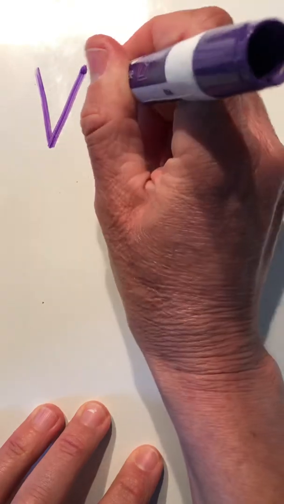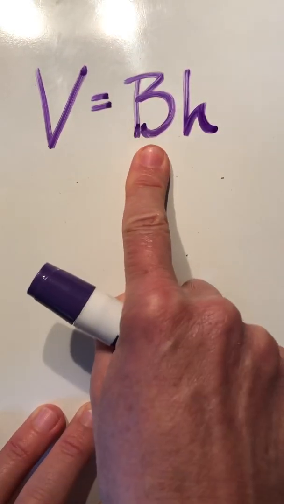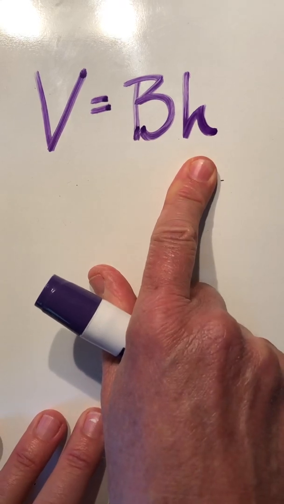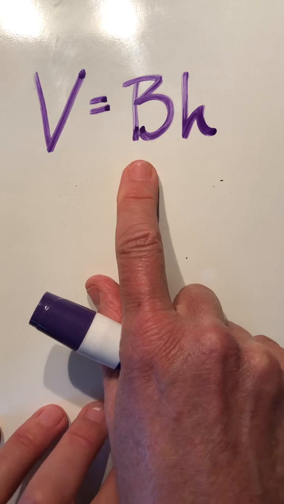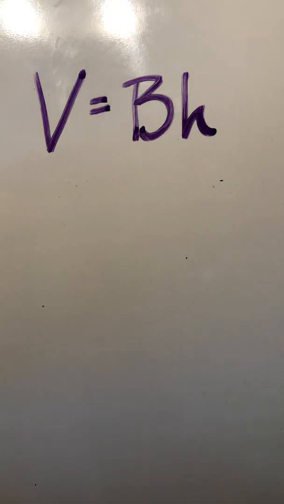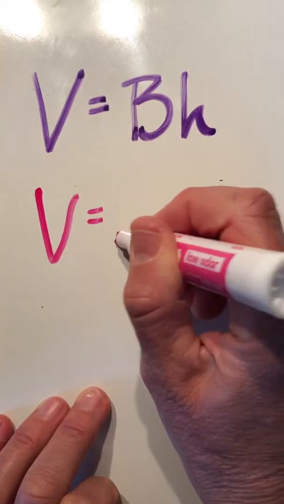Now I want to look at a different way of thinking about the volume formulas for prisms and cylinders. So let's think about this. Volume equals big B times H. Now, I know that doesn't look familiar to you because it's not really the formula that you've been asked to use in the past. Here's the formula for volume of a rectangular prism that you have been asked to use.